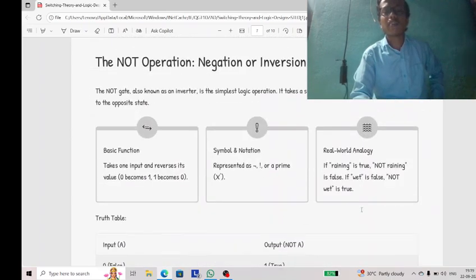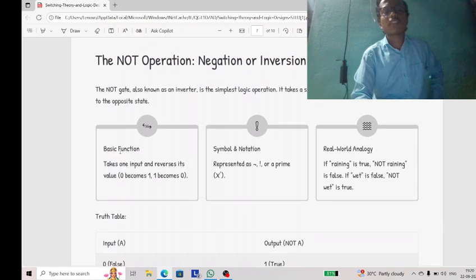If you see the second one, the NOT operation, or negation or inversion. The NOT gate, also known as an inverter, we saw on the above slide. It is the simplest logic operation. It takes a single binary input, 0 or 1, and flips its value to the opposite state.